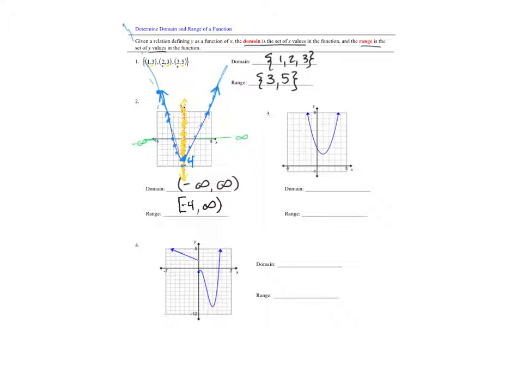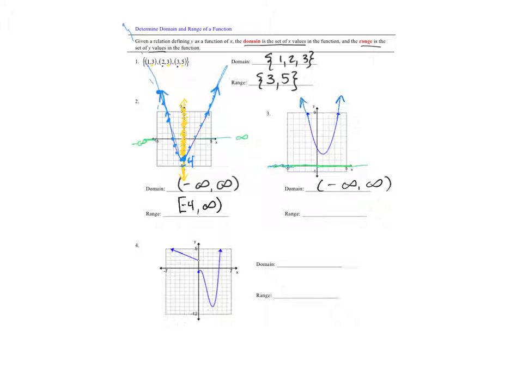All right, let's look at this. So for domain, we go from left to right, and we just look to see where does the graph start or stop, and the graph is never ending. Okay, so my domain, any place along here, along the x-axis, I can find a corresponding spot on the graph. So domain is the same as before, -infinity to infinity.